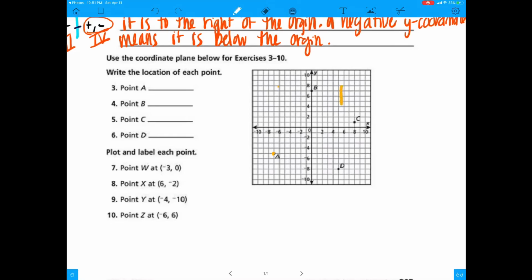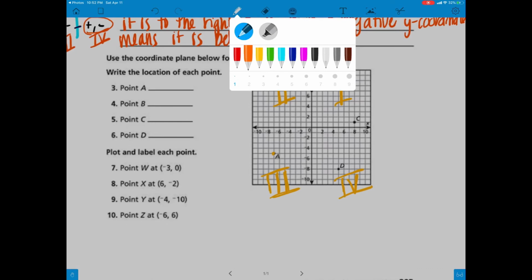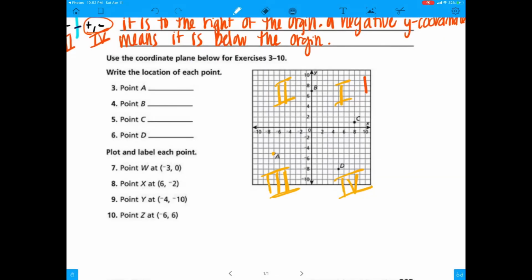We're going to write the location of each point. I am already going to write in here the quadrants. Quadrant 1, 2, 3, and 4. I get in the habit of doing this. It's important that I use what I know and I start modeling this, and I'm taking advantage of the space as well. I'm writing myself a reminder. Positive, positive for quadrant 1. Negative, positive for quadrant 2. Negative, negative for quadrant 3. And positive, negative for quadrant 4.